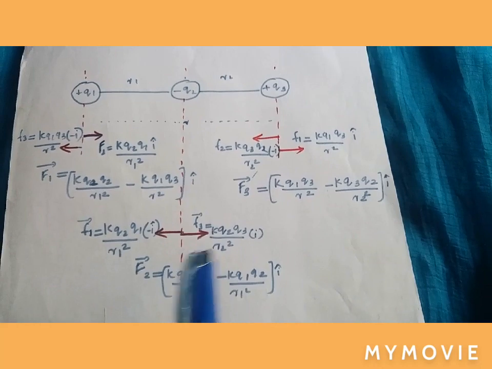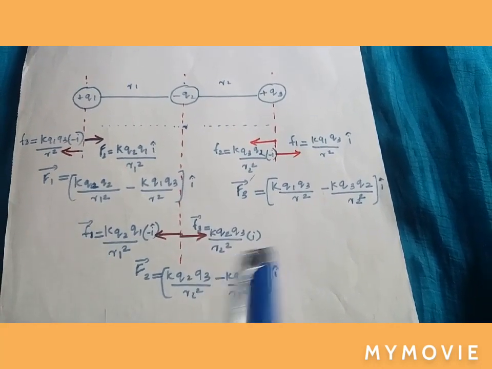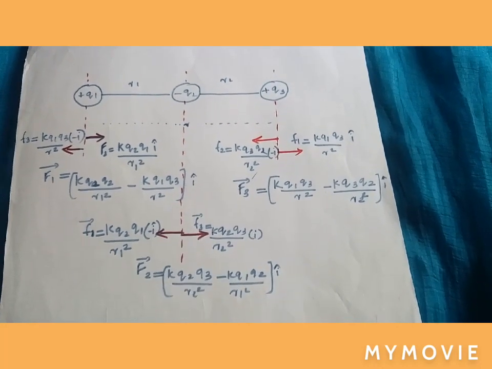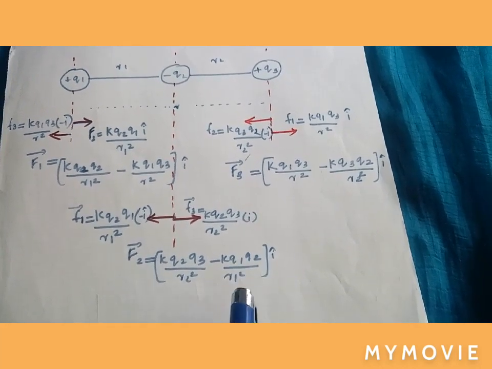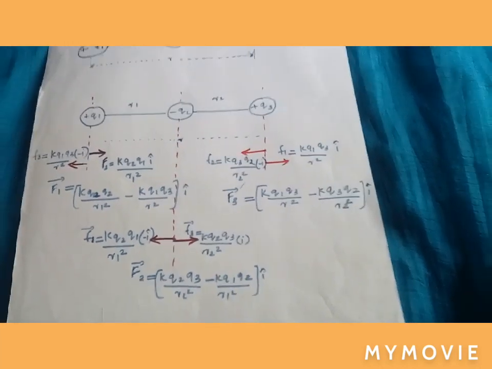We know that the plus term minus the minus term gives the resultant of these values, that is k q2 q3 divided by r2 square minus k q1 q2 divided by r1 square into i cap.